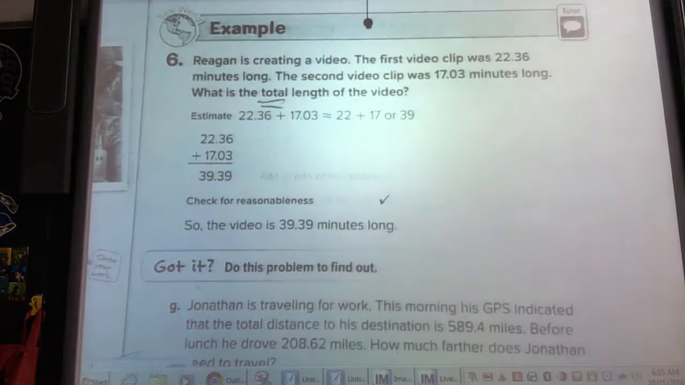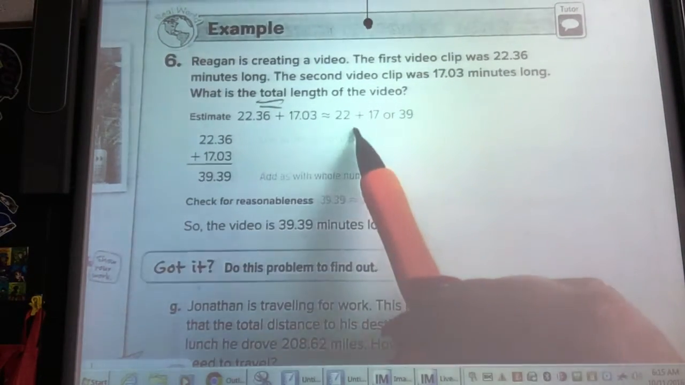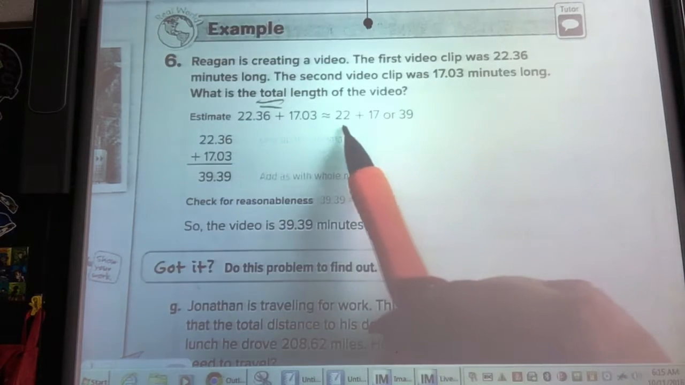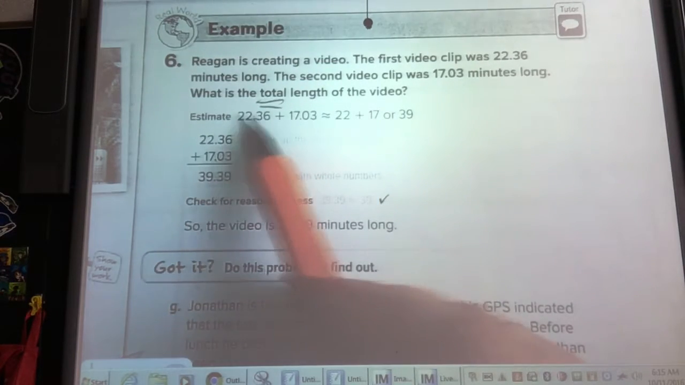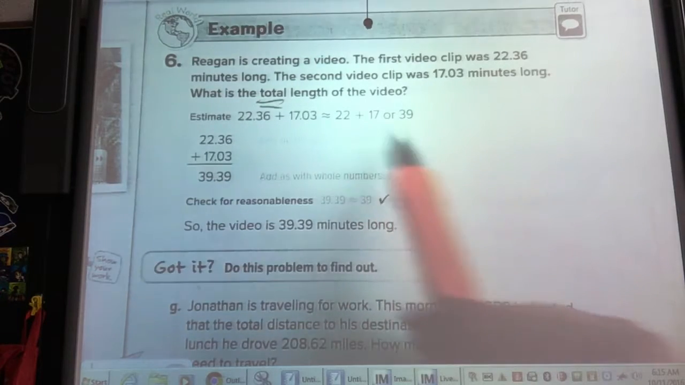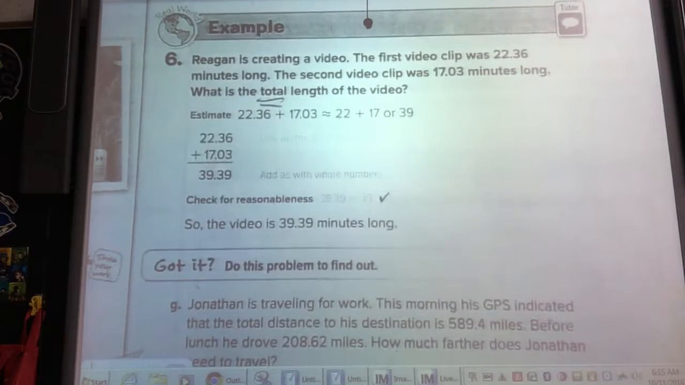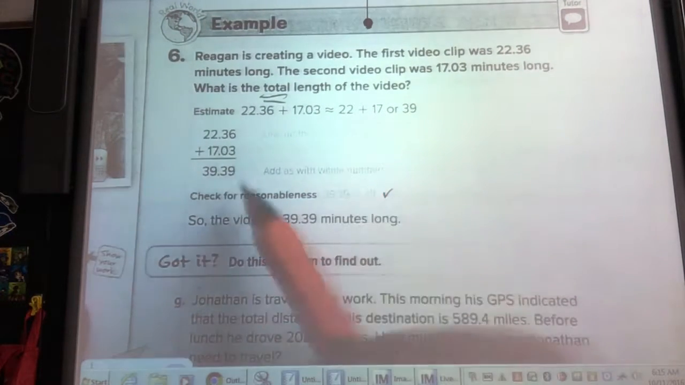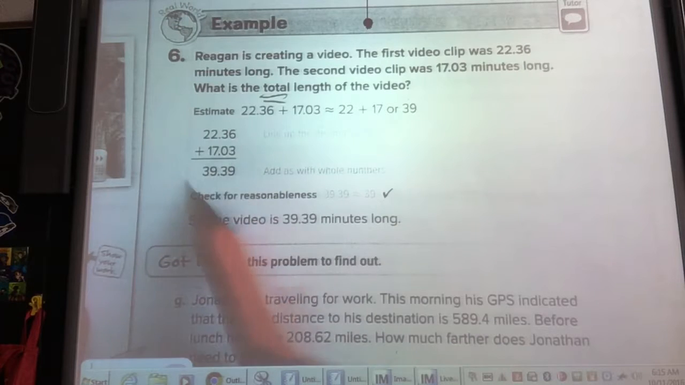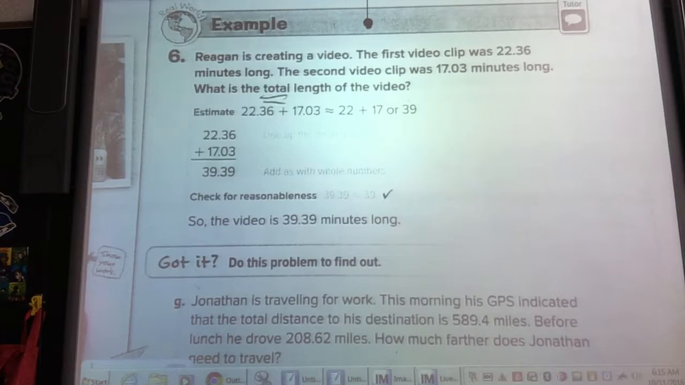What it's telling us is that we can estimate if we wanted to, and we know that 22.36 is close to 22. 17.03 is just 3 seconds over 17. So we could estimate 22 plus 17, and we would know it's about 39 minutes. However, if we want the precise answer, we're going to line up our decimals just like this and add them together. So the video she has made is 39.39 minutes long.